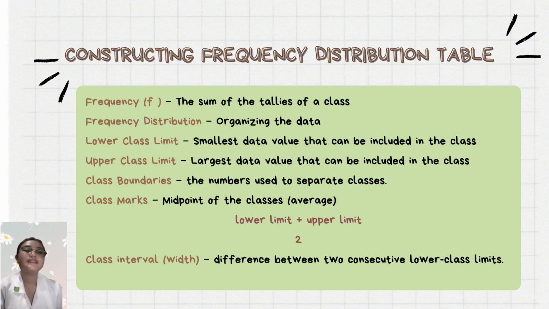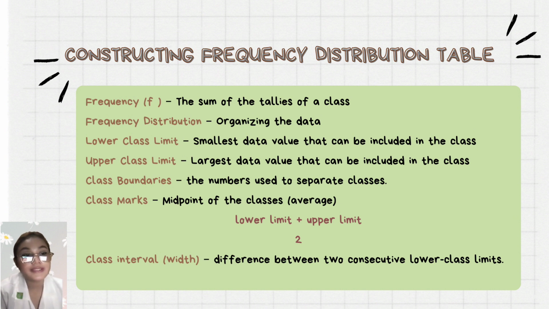Yes, the frequency distribution is the inside of the box. We call it a frequency distribution because it is the organized data, or the data is contained in it. So, lower class limit is the smallest data value that can be included in the class. Okay. Lower class limit is the lowest value of the data. Then, upper class limit is the opposite. This is the highest value of the data.